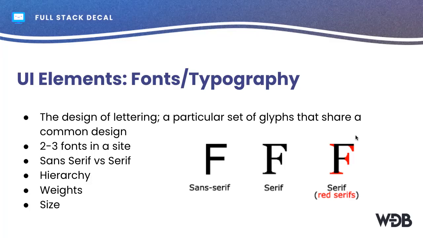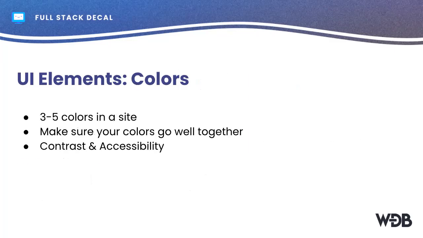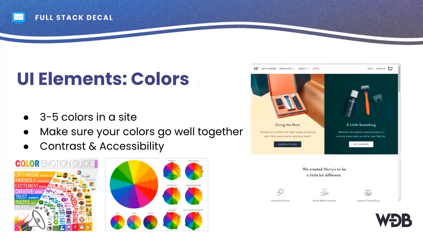Yeah, and this also includes hierarchy. For example, is your heading text gonna be this big or this big? Your text font, how big is that gonna be? Same with weights, which is like italics, bold, underline, medium bold, and size, just how big your text is gonna be. We also have colors. You want 3 to 5 colors in a site. Again, same with typography. Not too many, it'll look like a jumbled mess. Not too few, or else it'll be really boring.